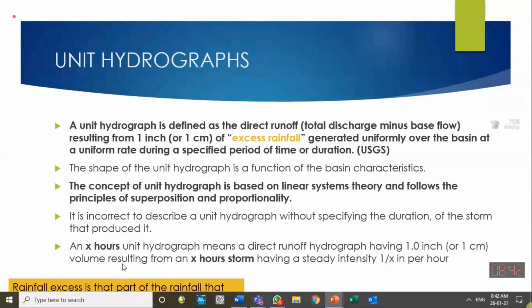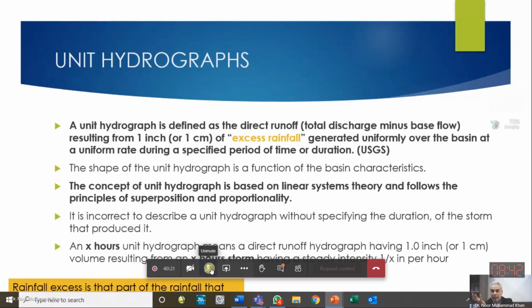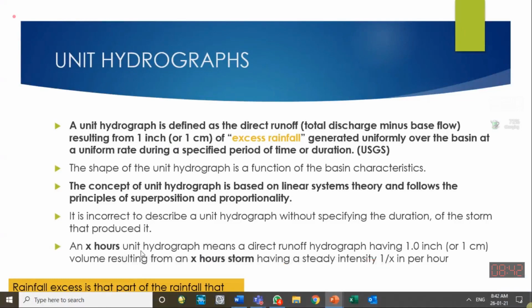Hopefully you understand that volume can be specified in depth unit, because I have stated these things several times. Volume can be specified in depth unit. How can it be done? For example, if I have a rainfall in the whole catchment equal to 100 cubic meters, can I convert it into depth unit? Divide it by the catchment area. So an X-hour unit hydrograph means a direct runoff hydrograph having 1 inch volume resulting from an X-hour storm.